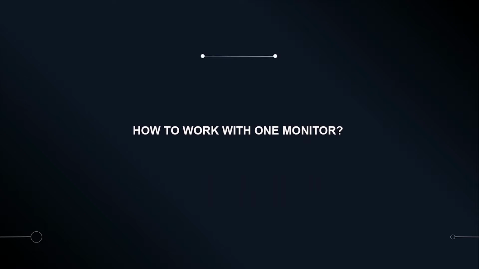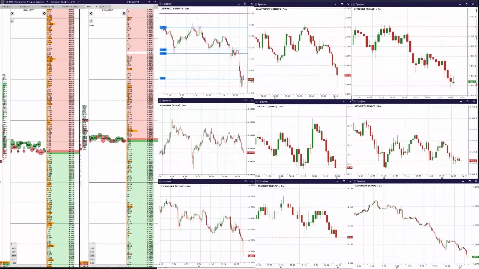Today we have the first question: how to work efficiently on one monitor. Today I will try to show you my vision of a workspace for one monitor or a laptop in which you can work effectively and observe a large number of trading instruments. Let's see our monitor and an example that I would recommend.